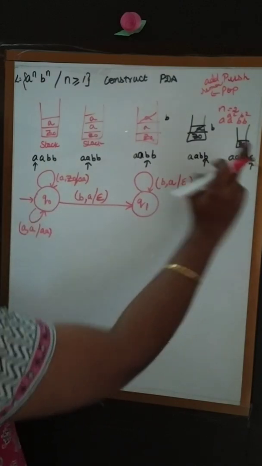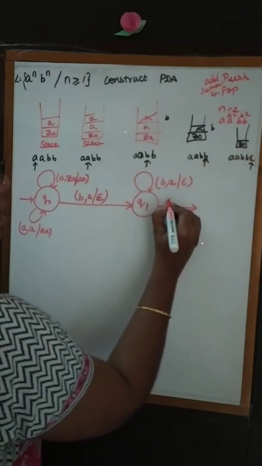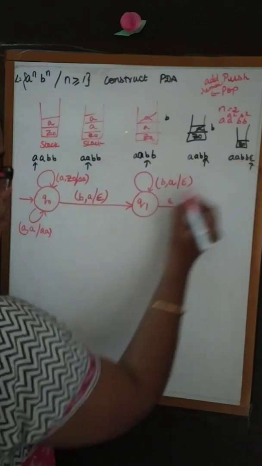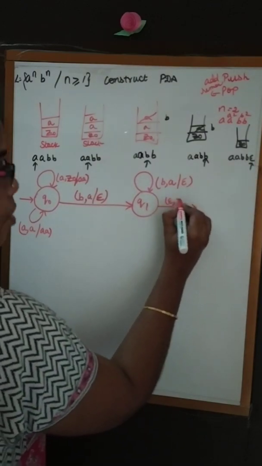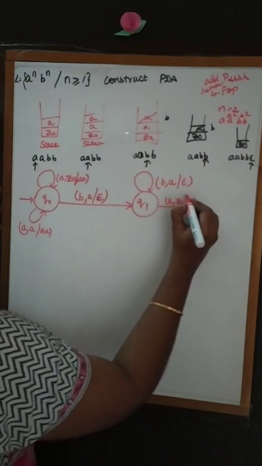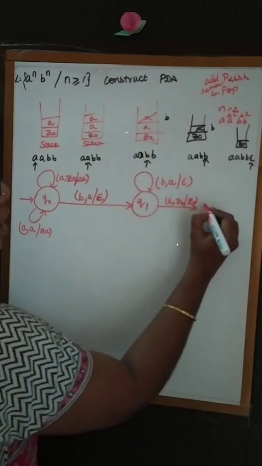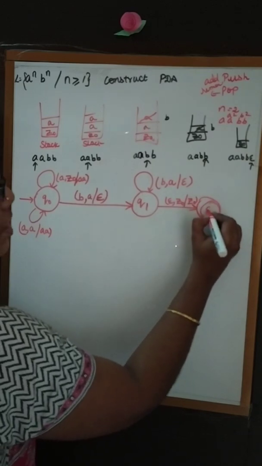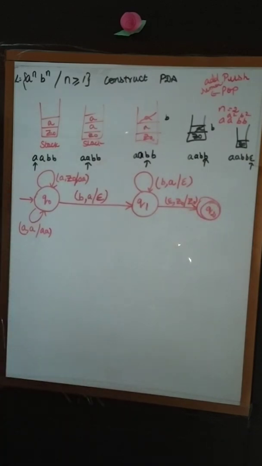So when I am going to encounter the input symbol epsilon, and on the top of the stack is Z0, I am not going to do anything. I am going to leave the Z0 there itself. So that means that I have reached the final state. So this will be my PDA.